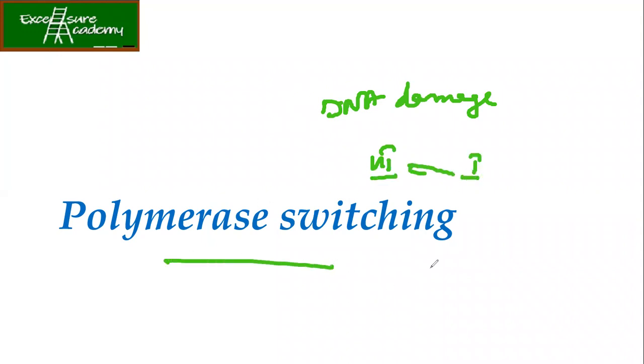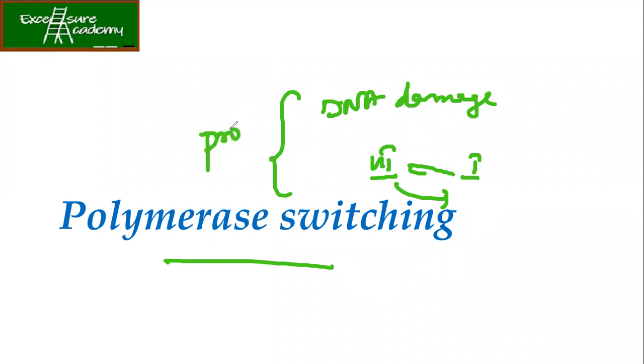If there is DNA damage, at that time you don't want Pol 3, instead you will have Pol 1. This thing we call the polymerase switch, and as soon as Pol 1 does its work, Pol 3 should come back, right? So this is happening in the case of the prokaryotes.